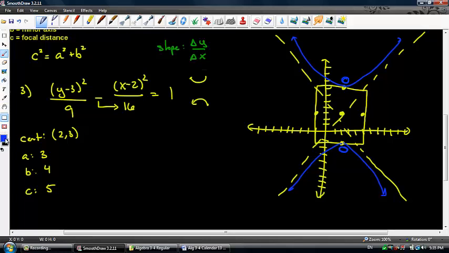So let's find the equation for the asymptotes, or the slope of the asymptotes. So remember, it's change in y over change in x. So it's going to be plus or minus. The change in y is 9, but we're going to use the square root of that, so that's 3 over change in x, which is 16, 4. My focal coordinates are going to be 2, 3 plus or minus 5.